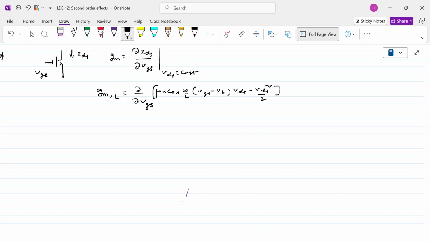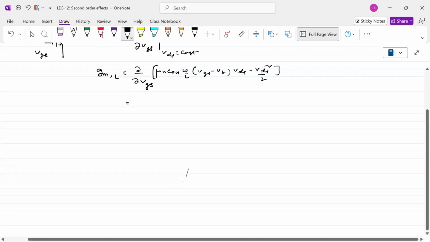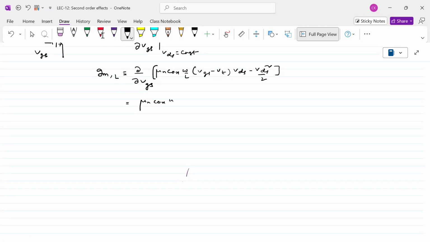So what is this value? This value is equal to mu n Cox W by L. What is the derivative of this one? The derivative of VGS minus VT with respect to VGS is equal to 1, and VDS is a constant in our case. So we have to take the derivative only for this particular term. Therefore, this is the GM under the linear region.